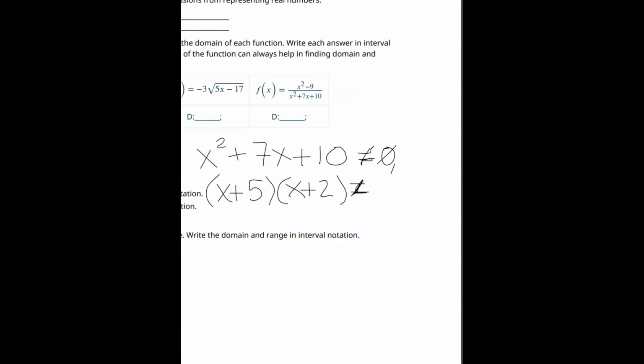Just move it over. Set both of them not equal to 0. Move it over. Put it on a number line. Write it in interval notation.